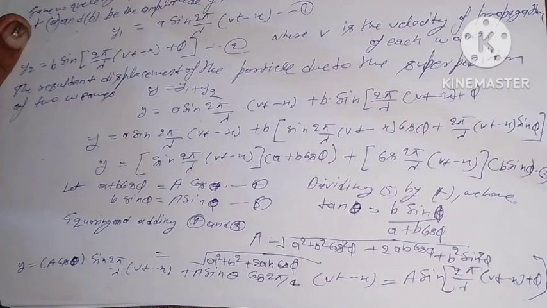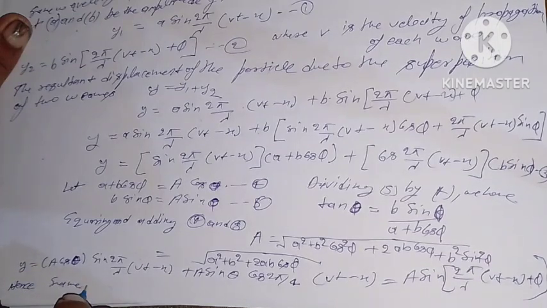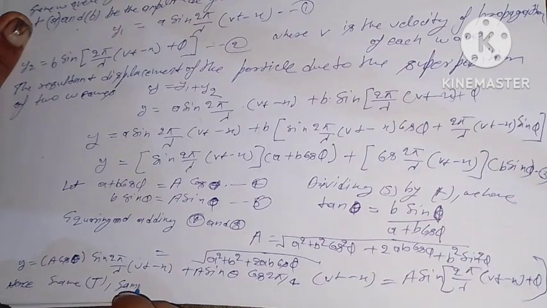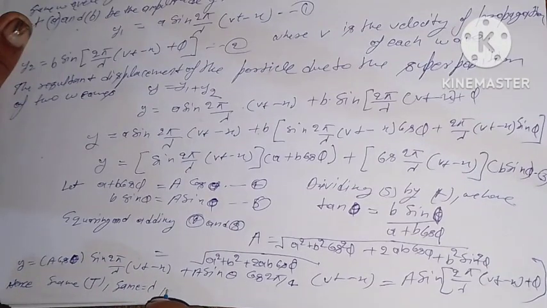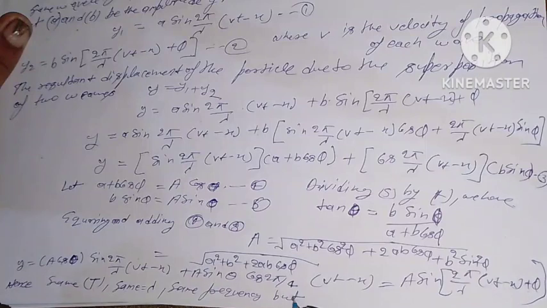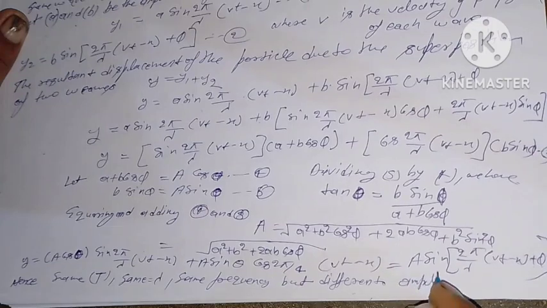Hence, the resultant wave has the same time period, same wavelength and same frequency, but has different amplitude and phase.